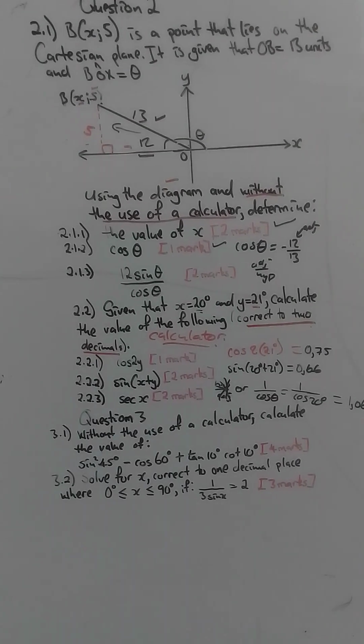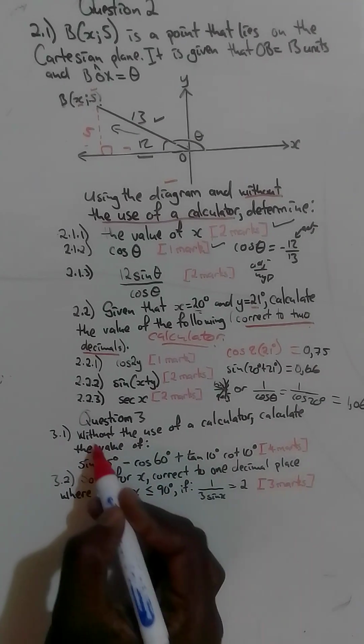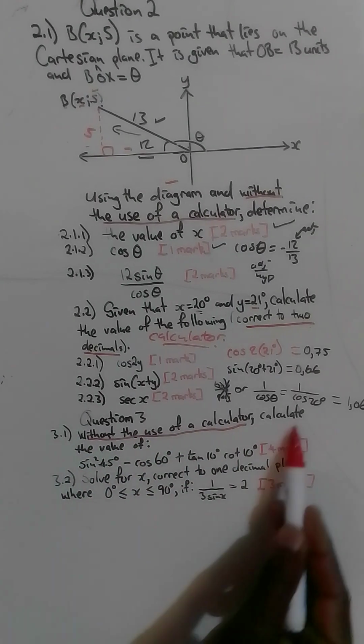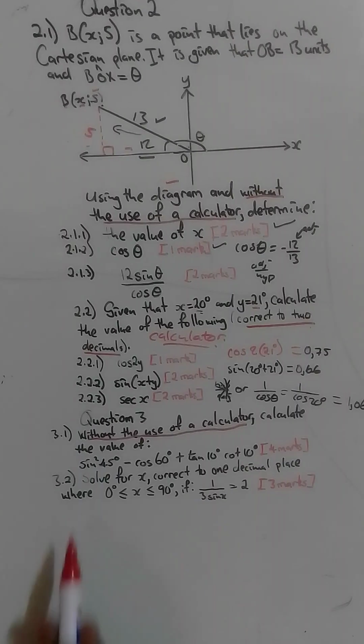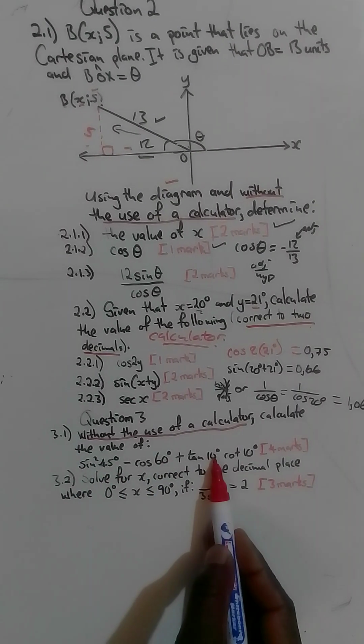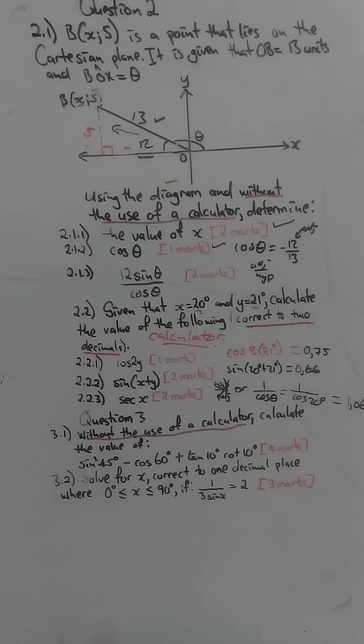Then we now go to the last section, which is question 3 with regards to trigonometry. Once again, they are telling us, without the use of a calculator, very important, calculate the value of sin squared 45 minus cos 60 degrees plus tan 10 degrees multiplied by cot 10 degrees, and it is for 4 marks.